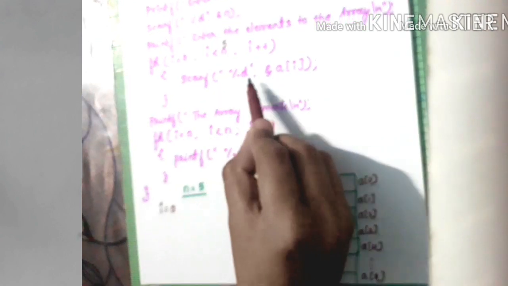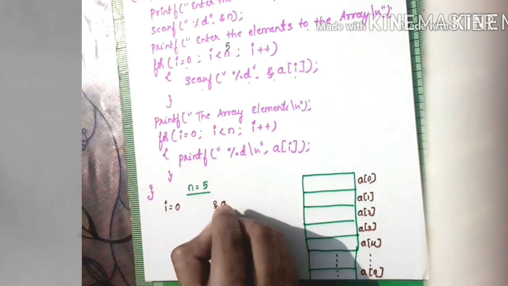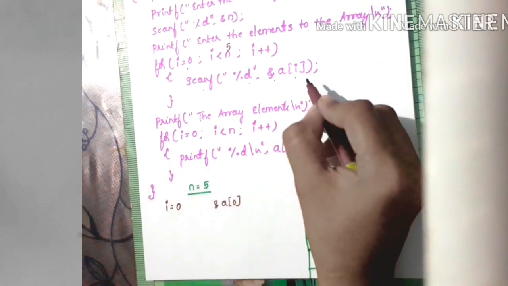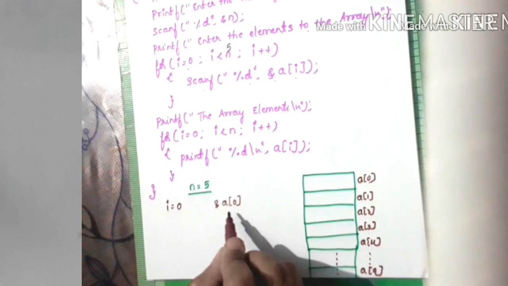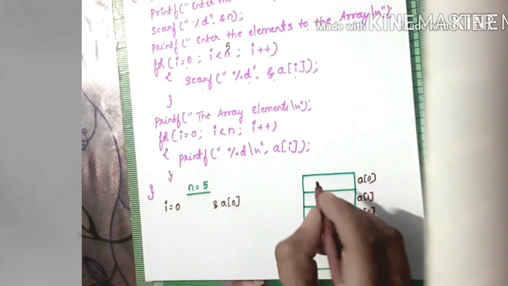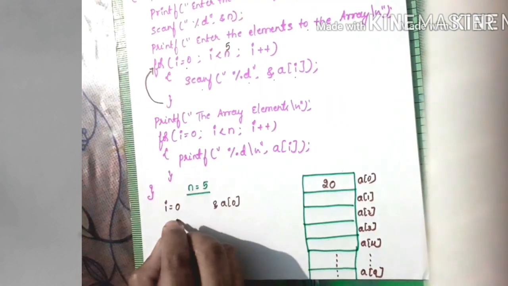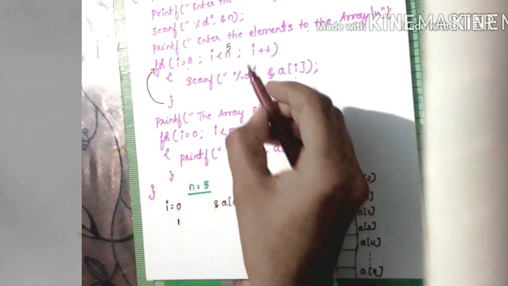scanf("%d", &u[i]): i value is 0, so &u[i] means &u[0]. Whatever element I input gets stored in the location u[0]. In case I input 20, that is stored in u[0]. Next, end for means control returns back to the for loop. Next, updation: i is incremented by 1, so i becomes 1.